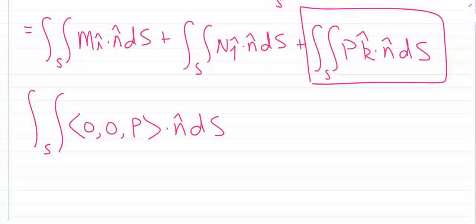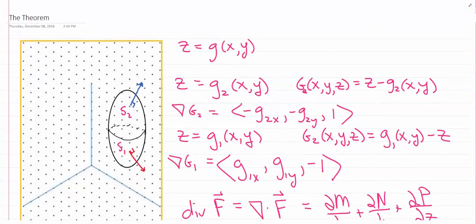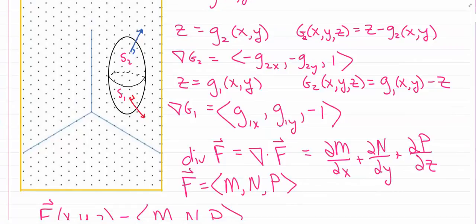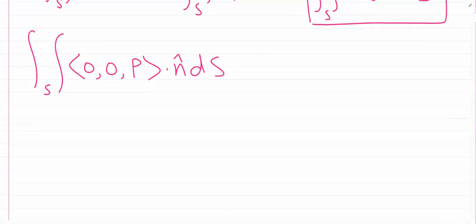Now, here's what I want to do. I want to rewrite this the way we normally do when we're getting ready to evaluate. In other words, we don't have the n and the dS. We have the gradient here for the n, and then we have dA. That's the way we always did it. So what I want to do is look at this first surface, S1, and then I'll do the same thing for S2. Okay, so here we go.